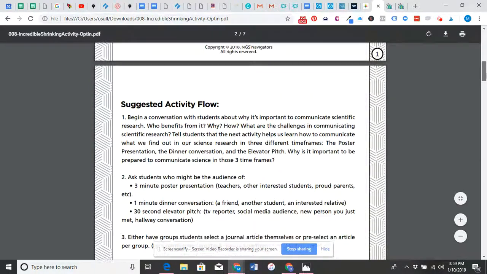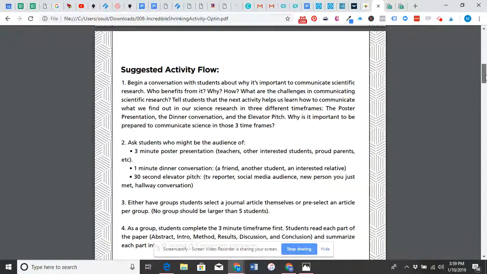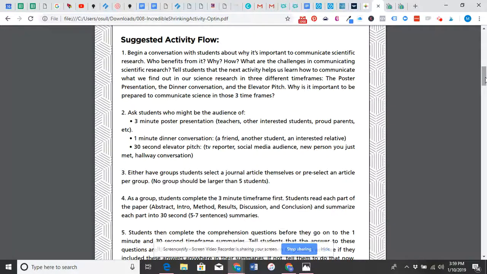So you can see here, what I would have you do is ask students to talk about how you need to communicate your research to different audiences and in different time lengths, because not everybody's going to sit there and want to listen to a long presentation. You do have to know how to give a presentation that's about 3 minutes, like a poster presentation. In grammar school or elementary school, that's usually your science fair project. You have a poster presentation.